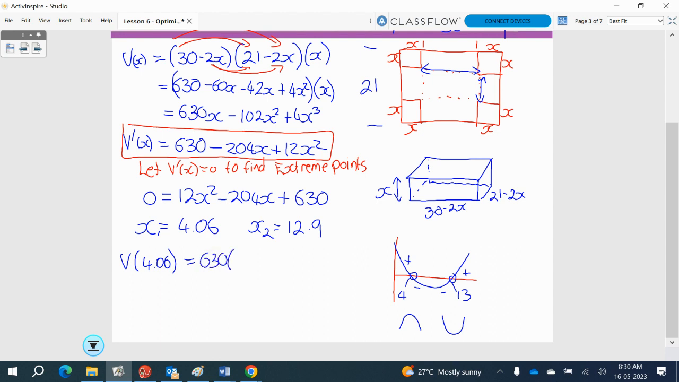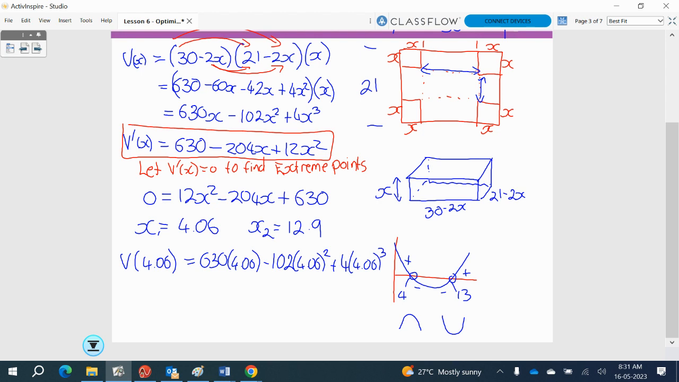630 times 4.06 minus 102 times 4.06 squared plus 4 times 4.06 cubed. Put that into your calculator. What do we get? Why do you multiply 630 by 4?